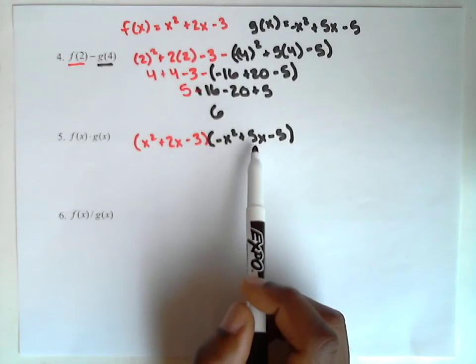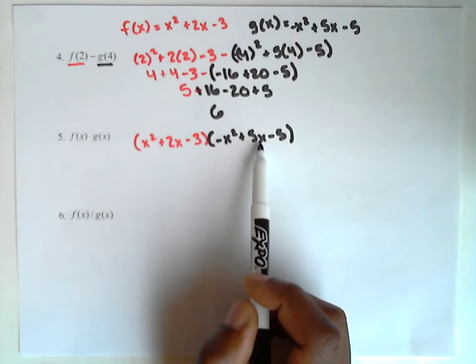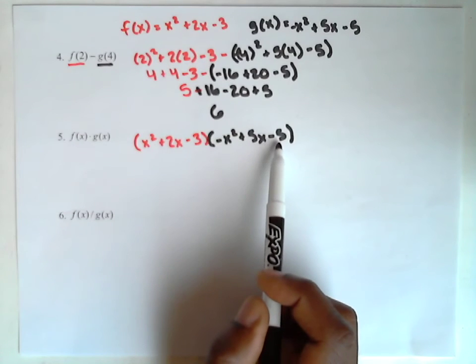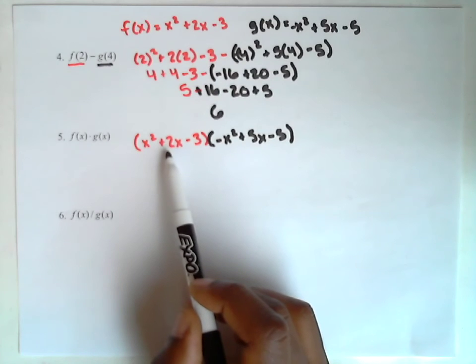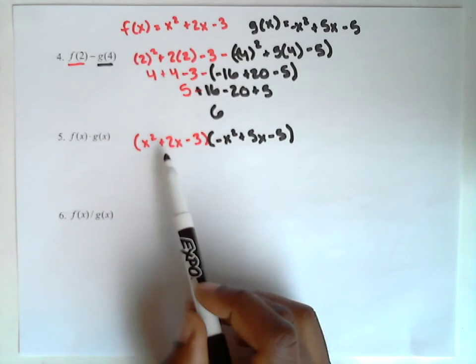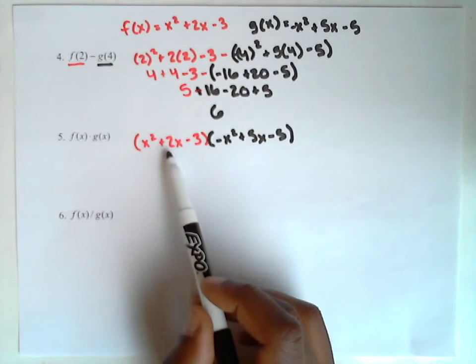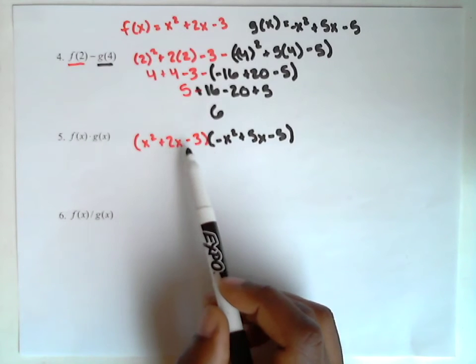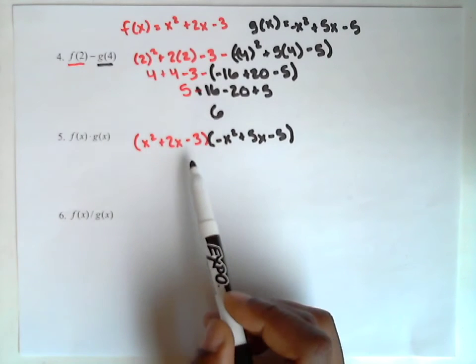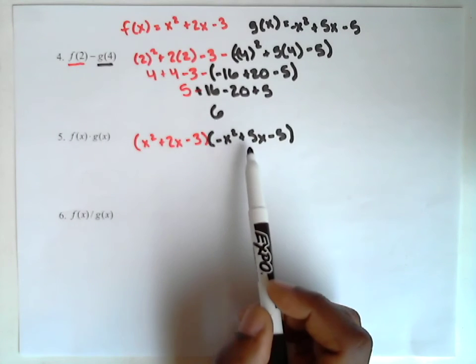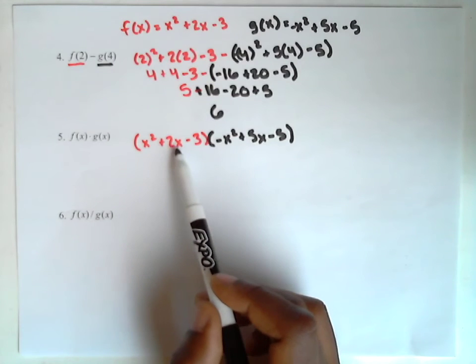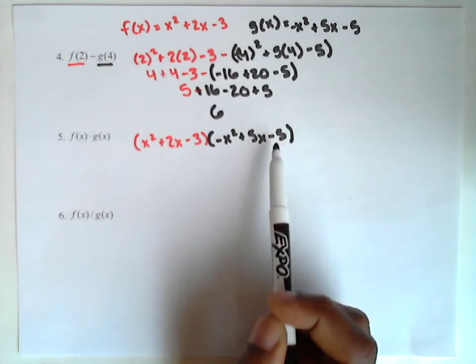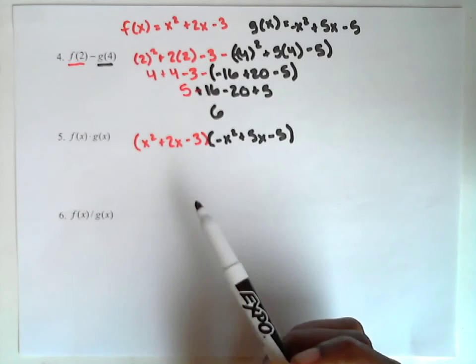It also needs to be multiplied by 5x, and it also needs to be multiplied by negative 5. And with that, I need to also add my positive 2x, which also needs to be multiplied by negative x squared. That positive 2x also needs to be multiplied by 5x, and my 2x also needs to be multiplied by -5, and all that also needs to be added up.